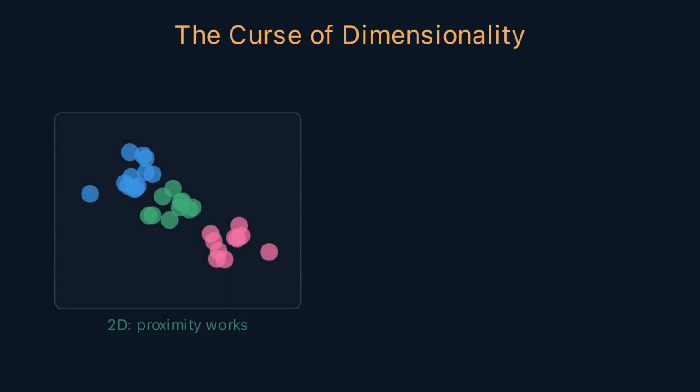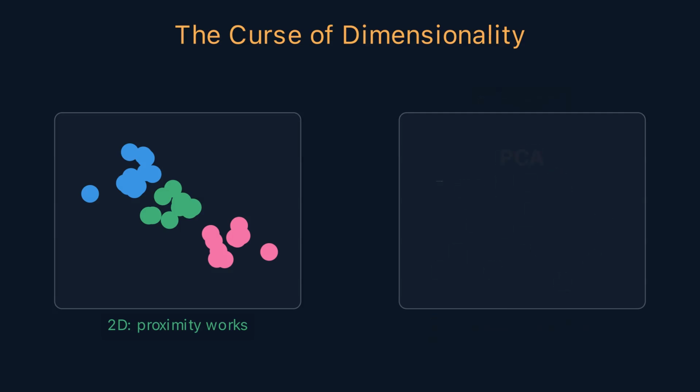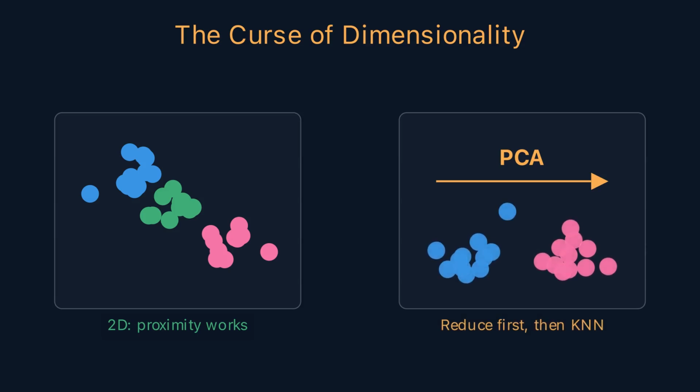In 2 dimensions, the party room, proximity is intuitive. 5 nearest neighbors are genuinely nearby. In 50 dimensions, 50 gene expression measurements, something strange happens. Everyone is roughly the same distance from everyone else. The nearest neighbor and the farthest neighbor have almost identical distances. Proximity becomes meaningless. This is the curse of dimensionality.